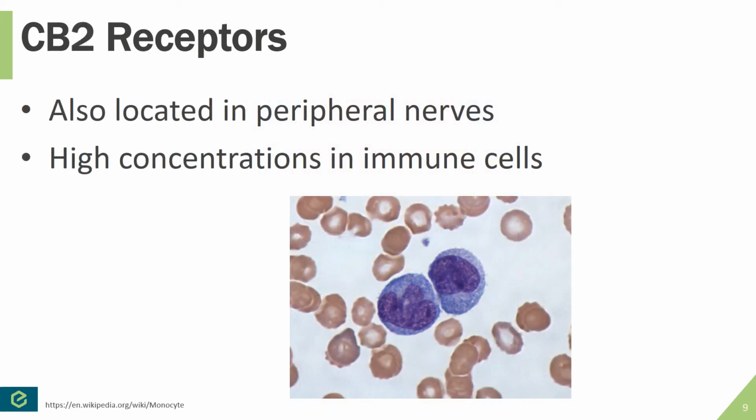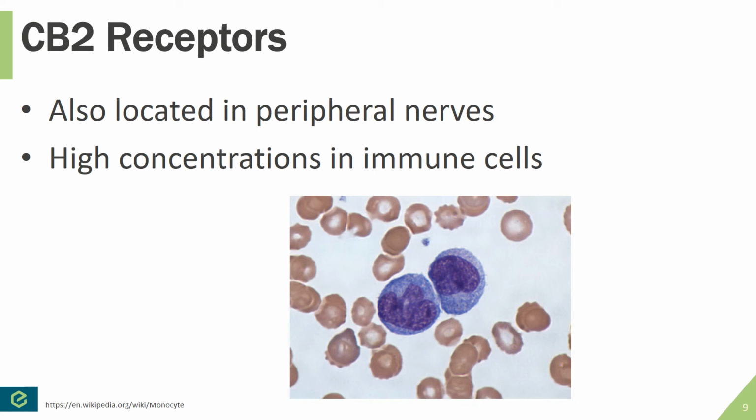As far as CB2 receptors go, these are also located in peripheral nerves and will elicit a similar response to what we just reviewed with the CB1 receptors, but they are also located in pretty high concentrations in immune cells. Now, immune cells, as you can imagine, refer to the immune system. There are several different types of immune cells that you can see. For starters, you can see immune cells in certain organs that have responsibilities related to the immune system.